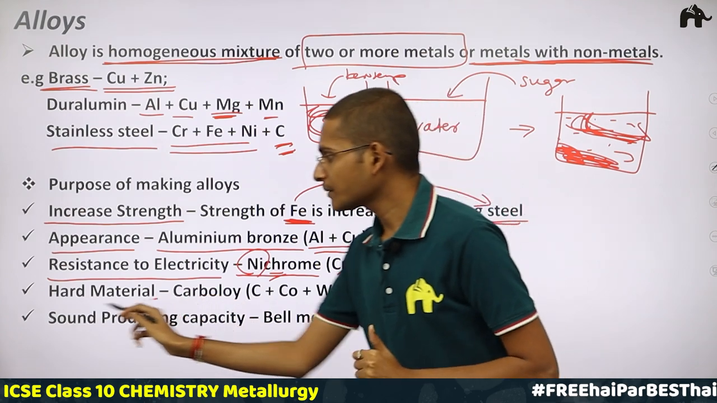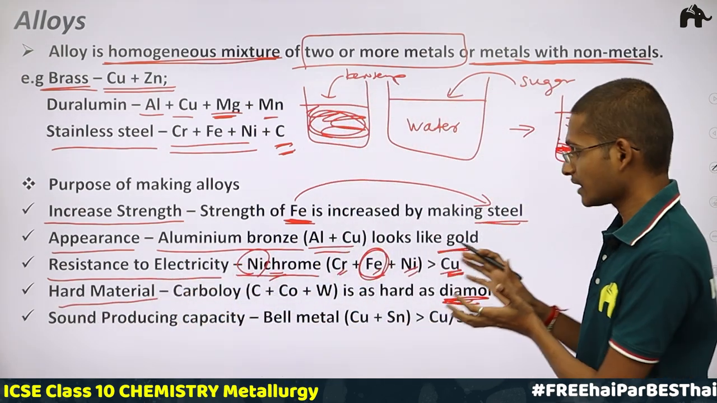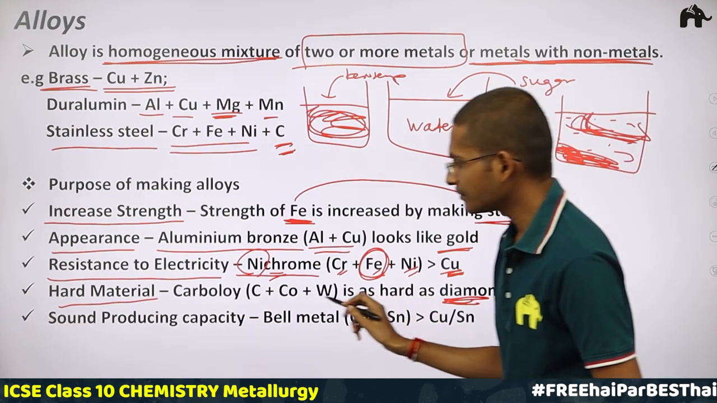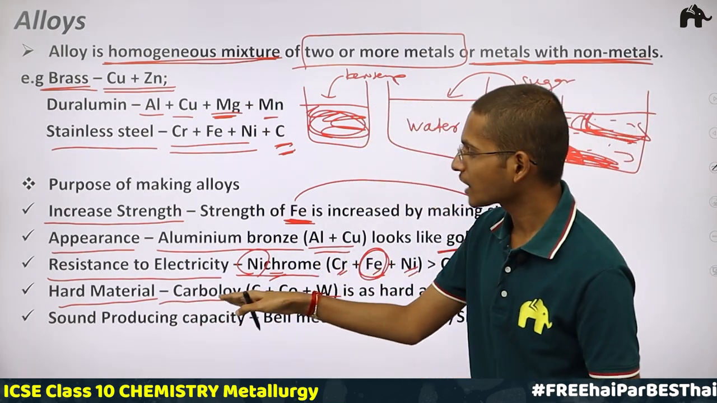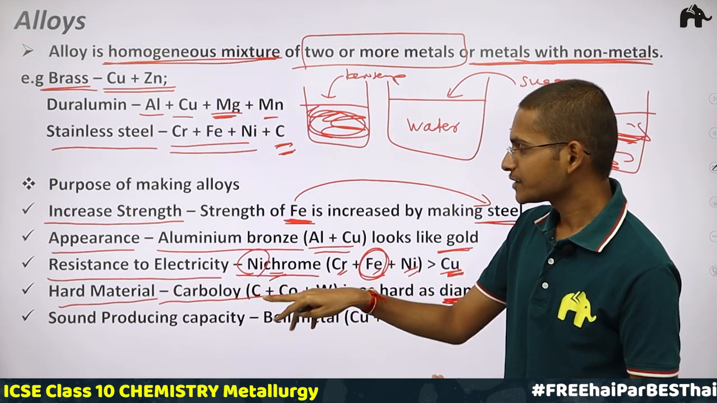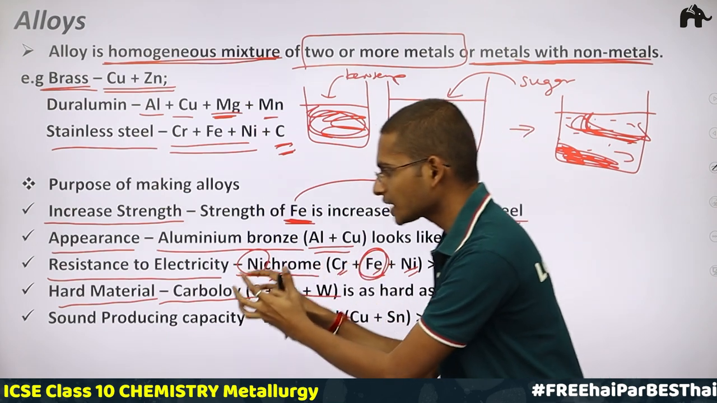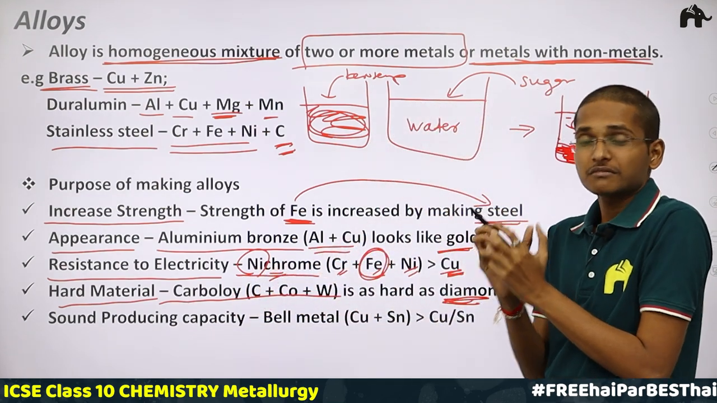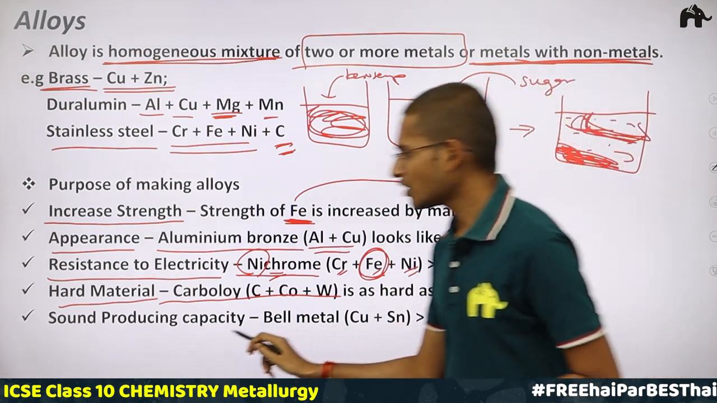Then to make a hard material like diamond, if you want a material as hard as diamond, we can make an alloy, carboalloy. A very interesting name. See, carboalloy. And what is it made up of? Carbon, cobalt and tungsten. So after making carboalloy, you would get a material which is as hard as diamond, right? Very interesting.